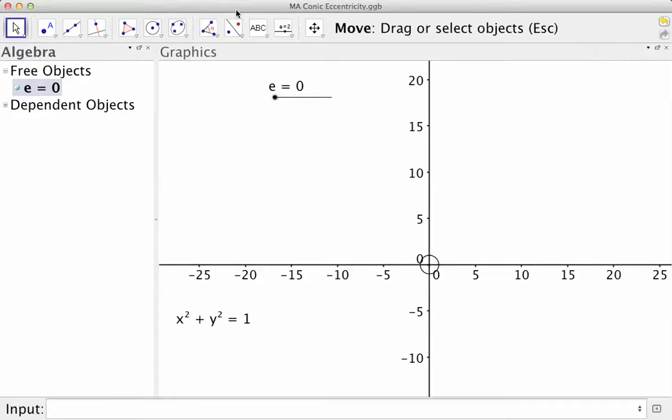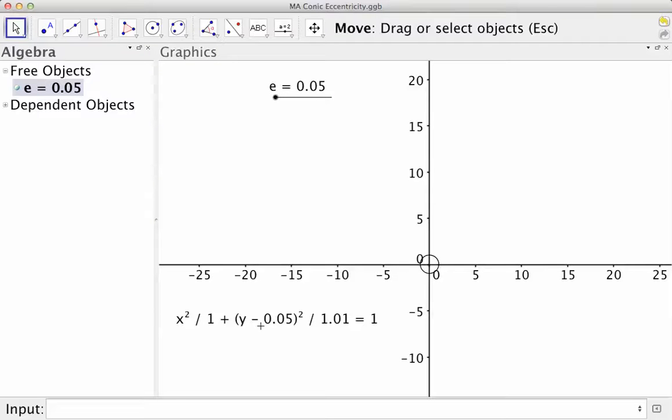Just going to show you some conic sections as eccentricity changes. So you can see that I have the equation here. This actually starts out as the unit circle. And what I'm going to do is change E. What you have to do is watch the equation and watch the graph at the same time, or look back and forth.